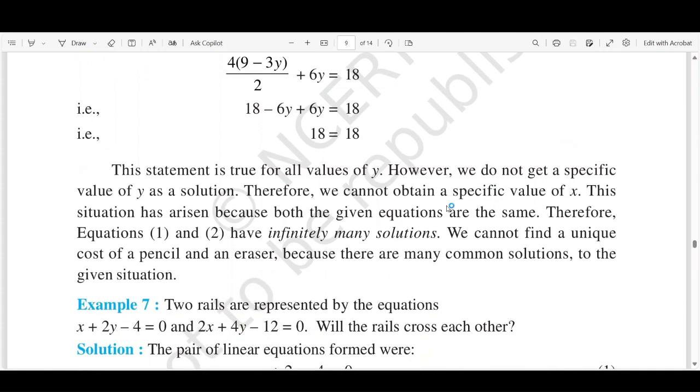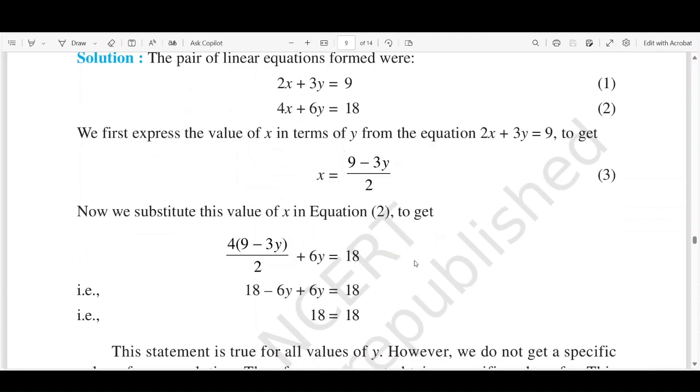So what we can conclude from this is, in case you can't identify the value of one variable, you will be left with infinitely many solutions. So for this case, we will have infinitely many solutions. We cannot find the unique cost of the pencil and eraser. So please note down this example, it's very important.